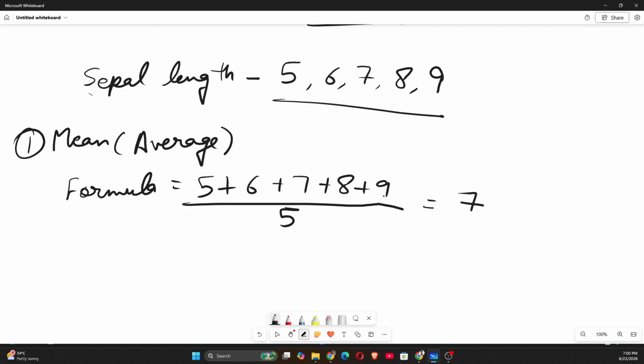So mean represents the average value of a feature. That's why in machine learning we are using mean over here.